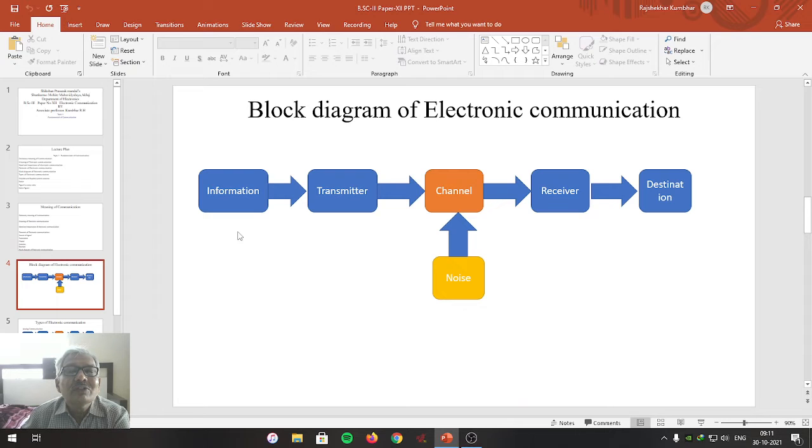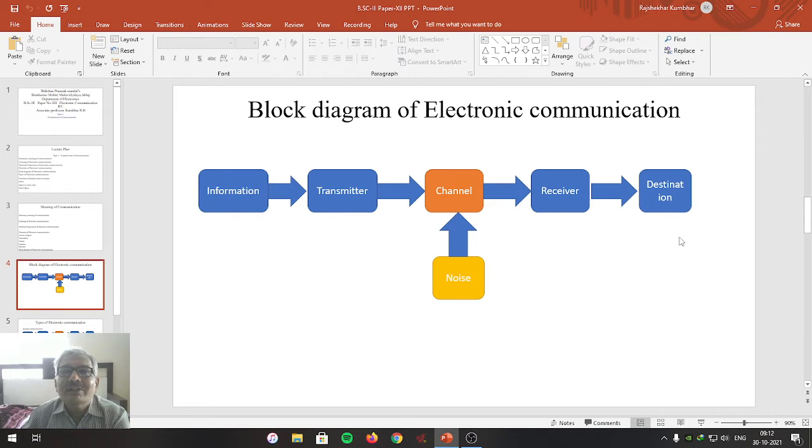Friends, source of the information is one of the blocks included. Then transmitter is another block. Channel is one more block. Receiver is an essential block. At last, there is a destination. This indicates how the signal, how the information, travels from one point towards the destination.